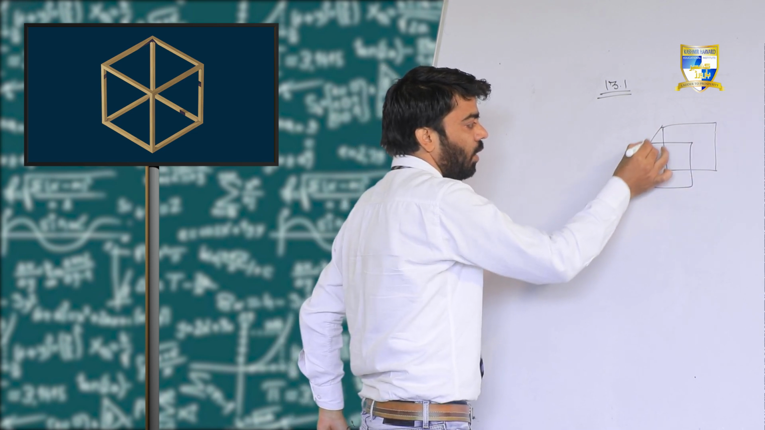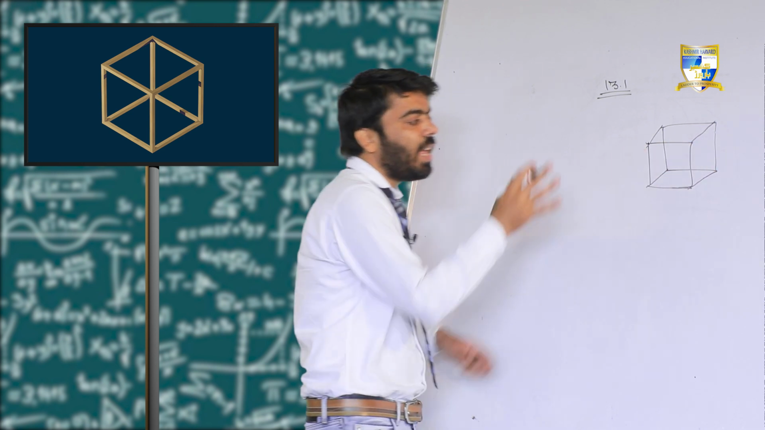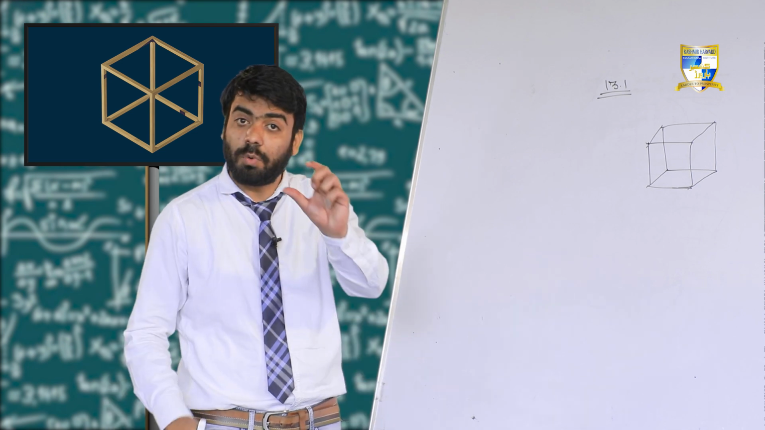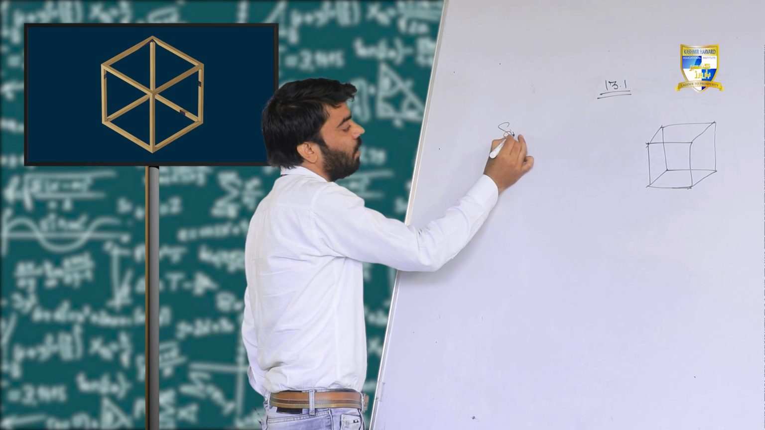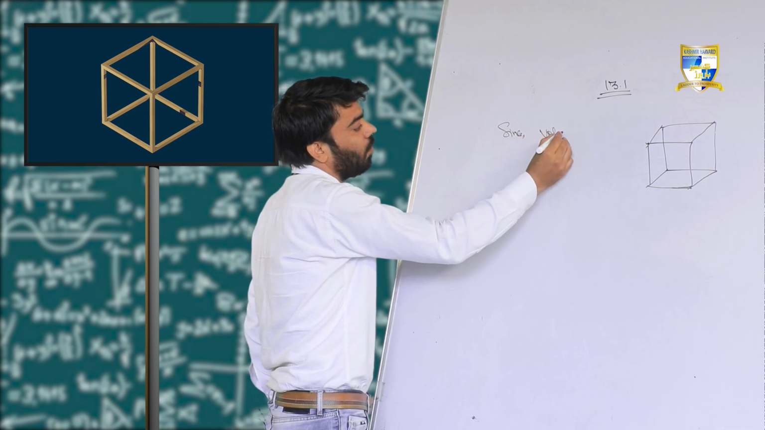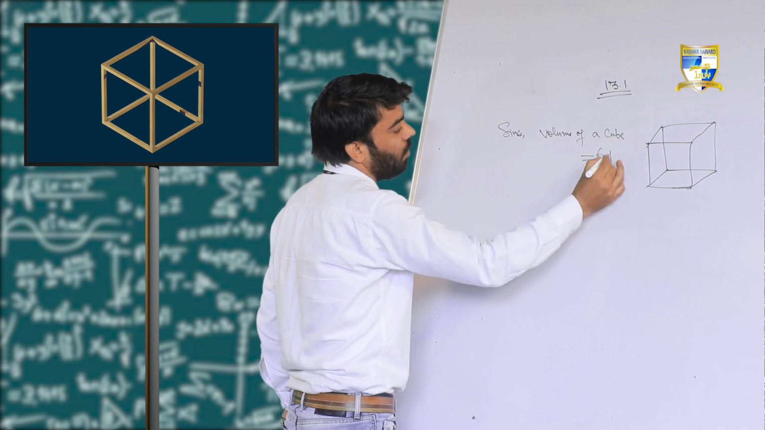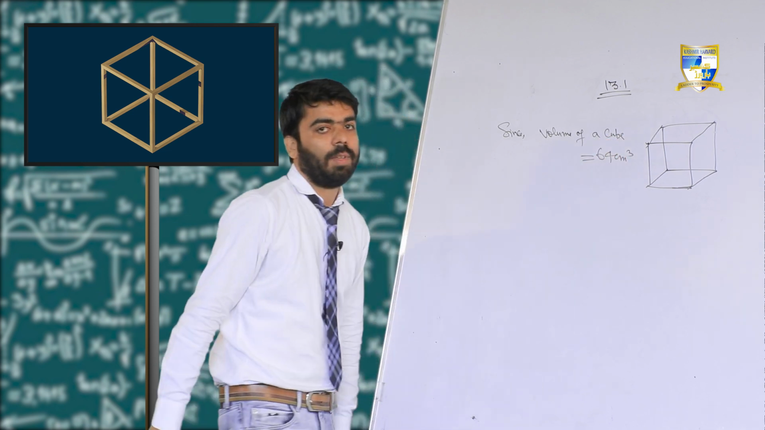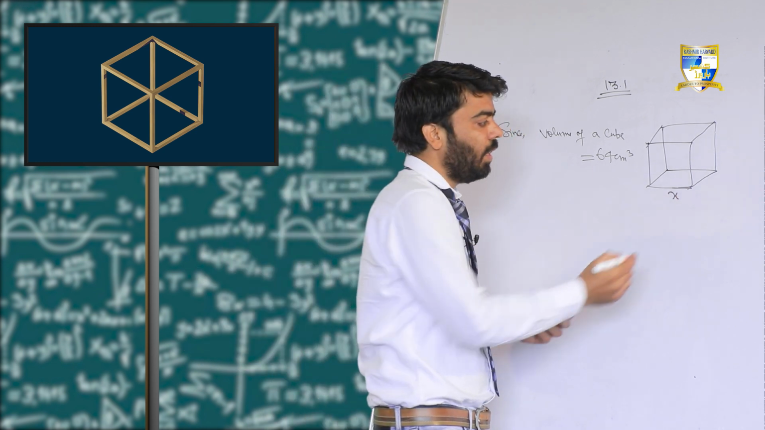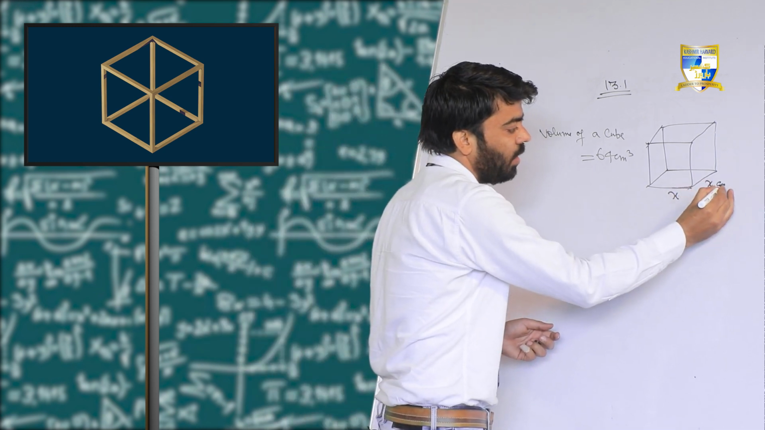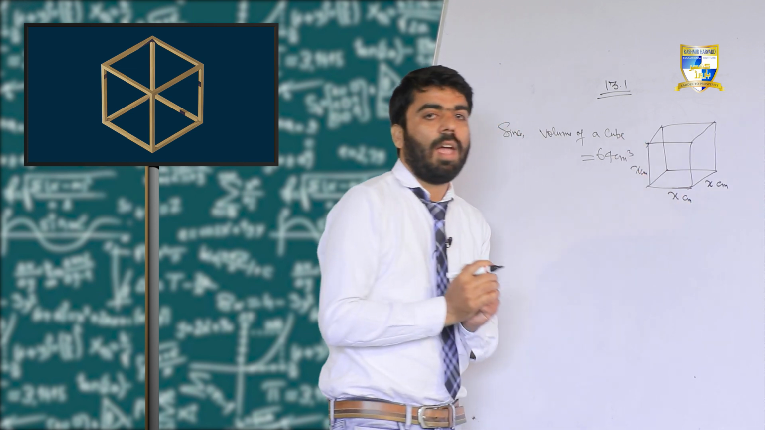This is a cube, right? It has a volume equivalent to what? 64 centimeter cube. We can say the volume of the cube is equal to 64 centimeter cube. Let us say the side is equivalent to x. Simply, this side will also be x centimeter, this will be x centimeter, and the height will definitely be equivalent to x centimeter.